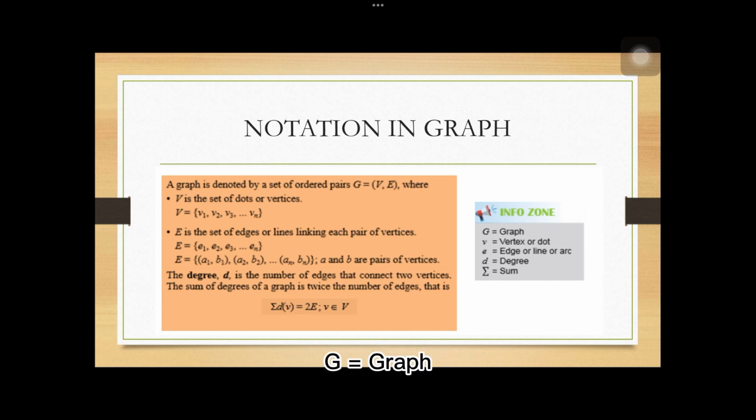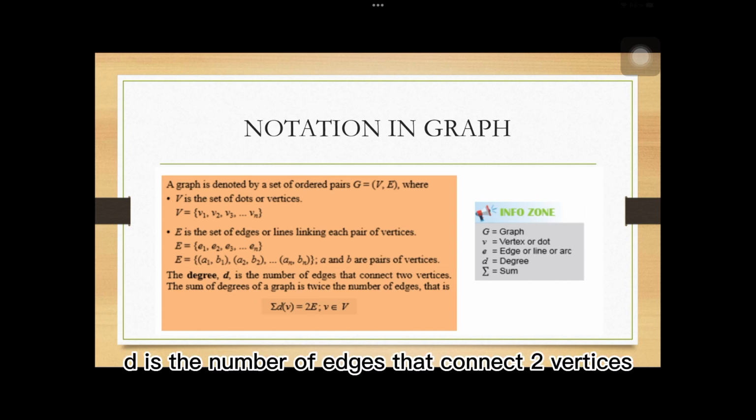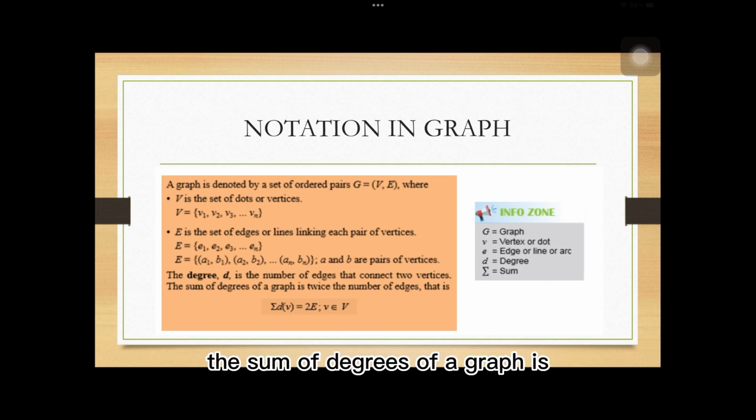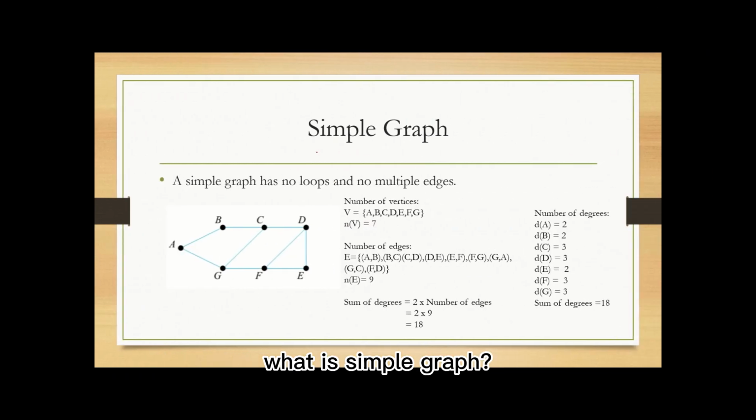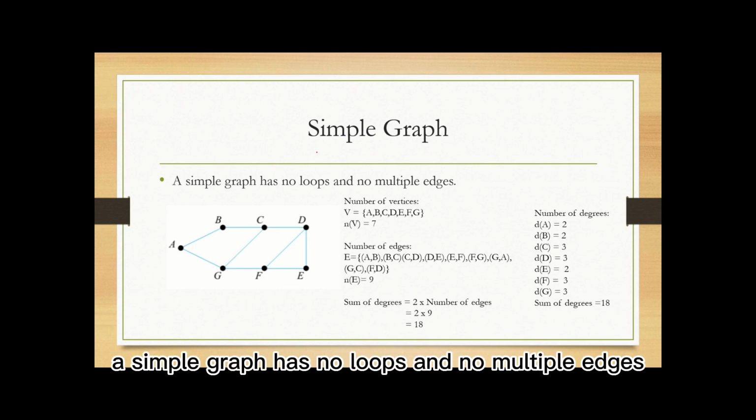G equals graph. V equals vertex or dot. E equals edge or line or arc. D equals degree. Sigma equals sum. The degree, D, is the number of edges that connect two vertices. The sum of degrees of a graph is twice the number of edges, that is this. What is a simple graph? A simple graph has no loops and no multiple edges.